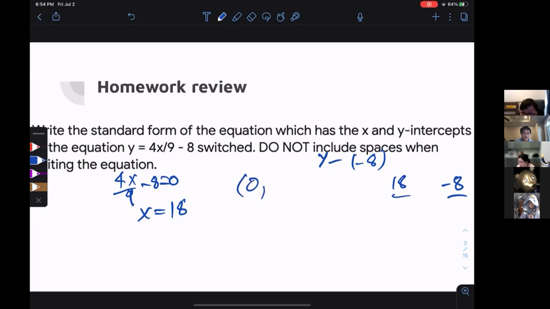Wait. Is my screen share still on? I think my screen share just cut off by accident. Sorry.